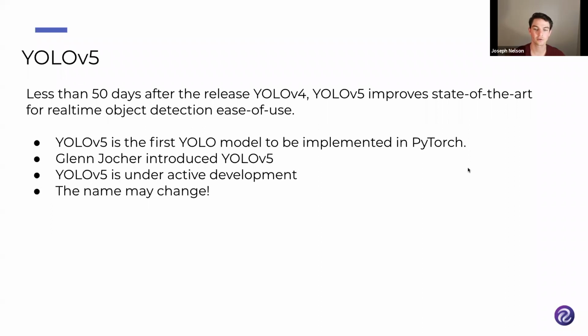It does include a lot of the improvements for speed and ease of use. It's native to PyTorch, which makes it a little bit easier to work with and train. And it's maintained and actively developed without a published paper, but with an active community around it. So that's a bit of an overview of where YOLOv5 is.